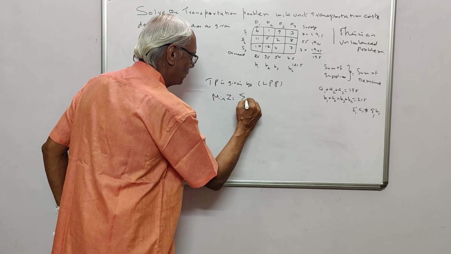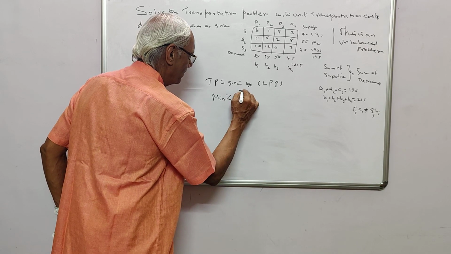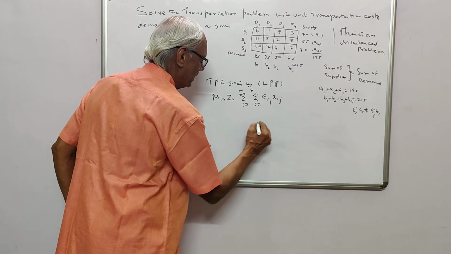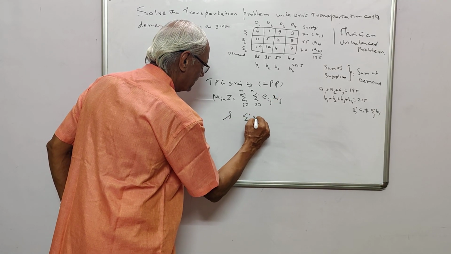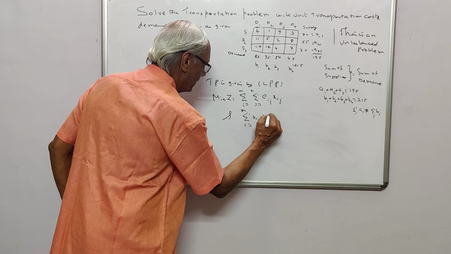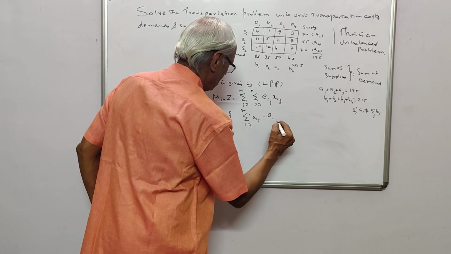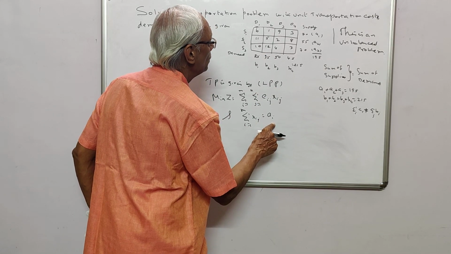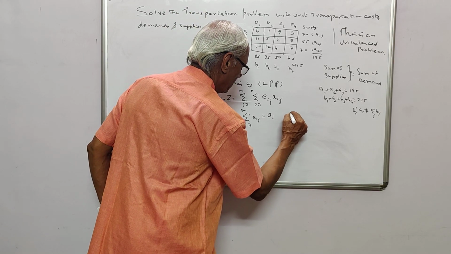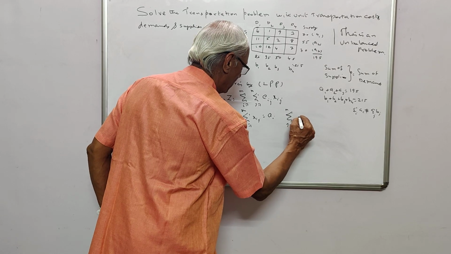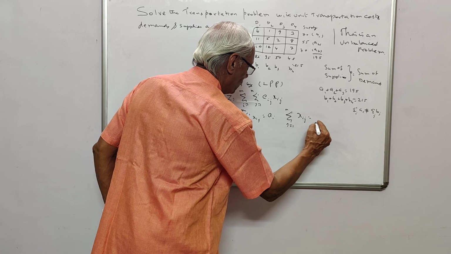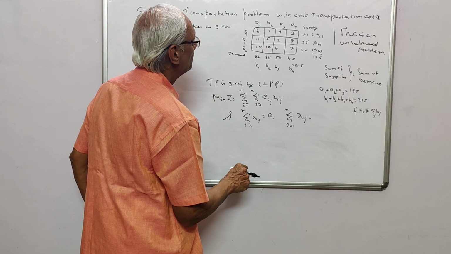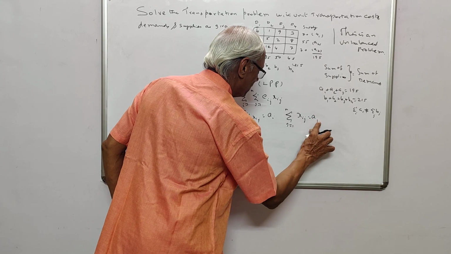Min of Z is equal to sigma i varying from 1 to m and sigma j varying from 1 to n, Cij into Xij, subject to sigma of Xij, j varying from 1 to n, is equal to Ai, and sigma of Xij, i varying from 1 to m, is equal to Bj.